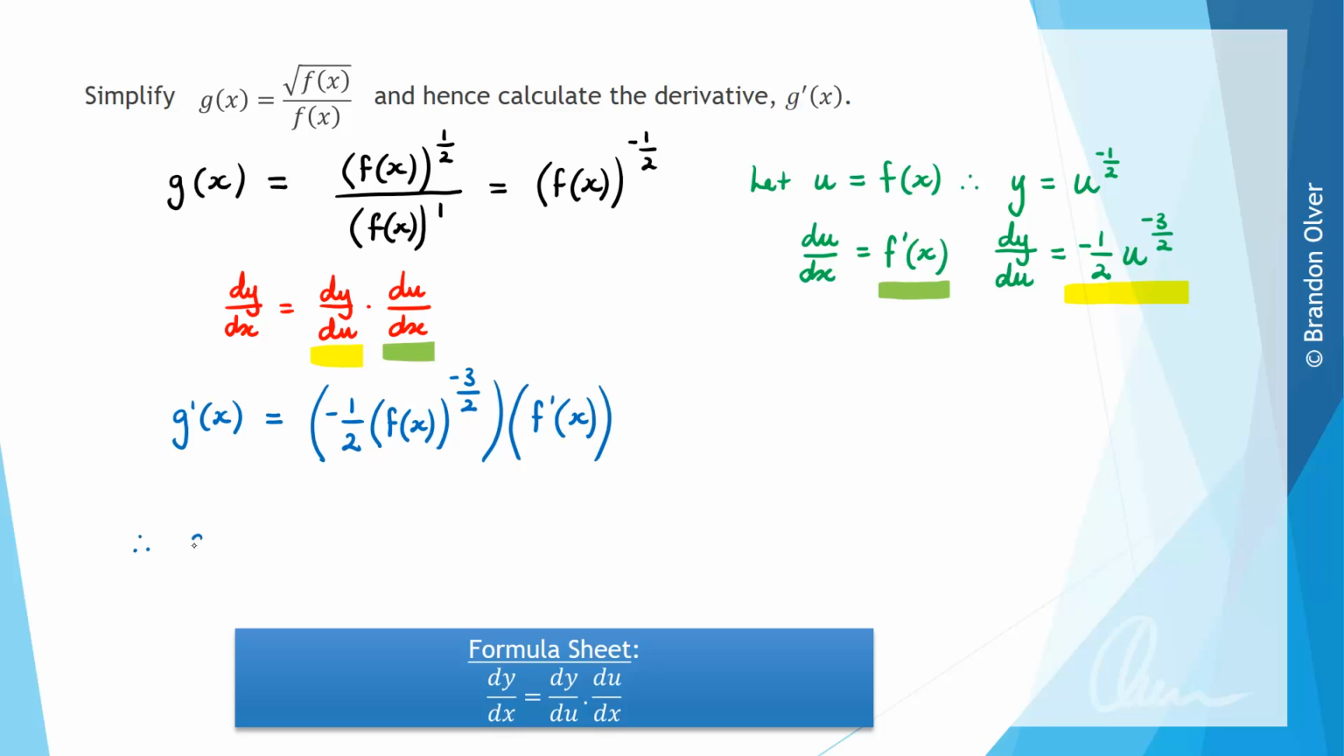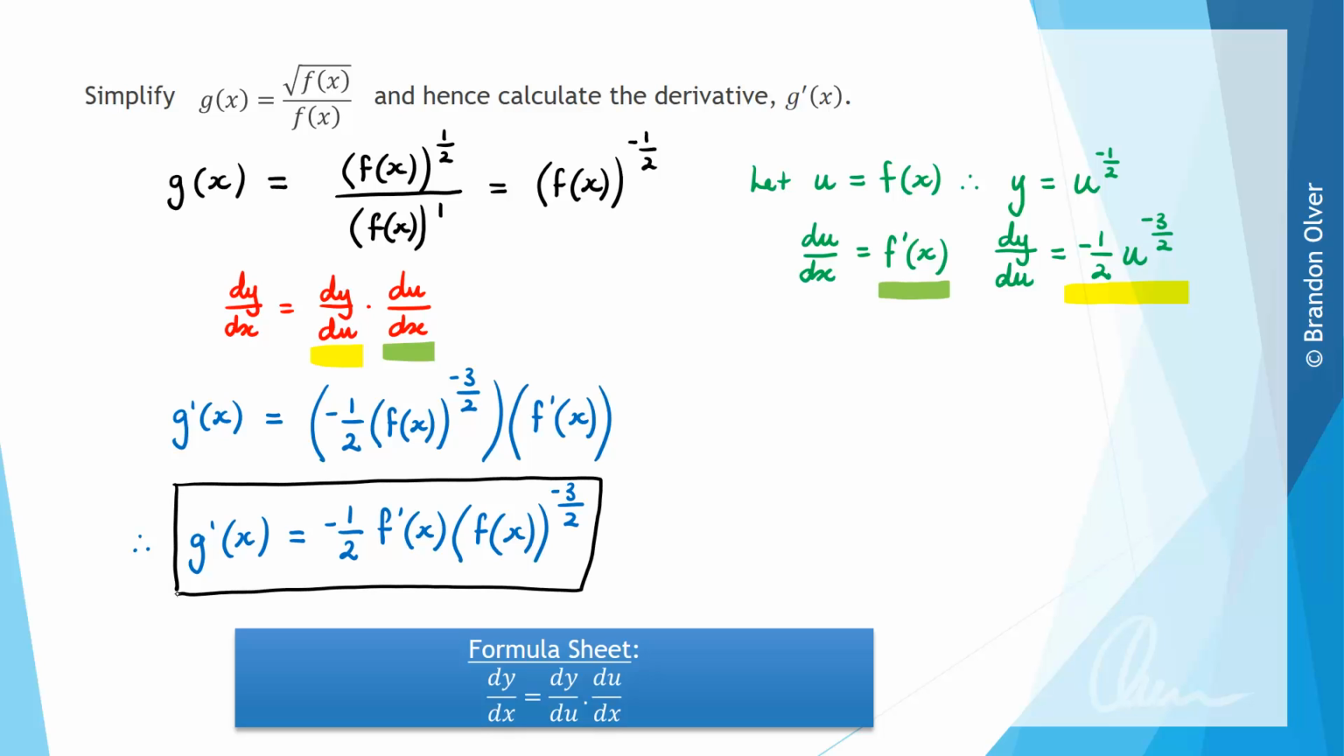So therefore, g dashed of x is going to be able to be written as negative 1/2 times f dashed of x times by f of x raised to the power of negative 3/2. So even though it's a little bit unusual, that is the answer to this question.